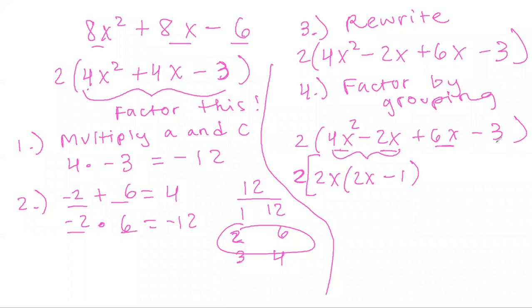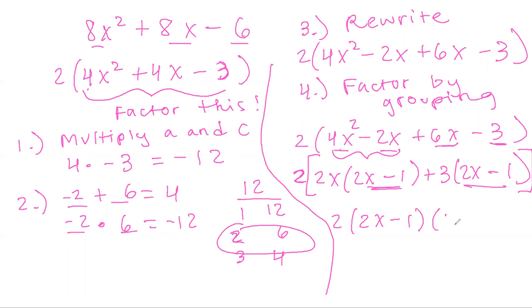And then 6x and then minus 3, so I get plus 3 and then 2x minus 1 on the inside. So again, factor by grouping, I write the 2x minus 1 first, and then I combine the outside pieces and I get 2x plus 3. So that's my answer. Let's do a couple more.